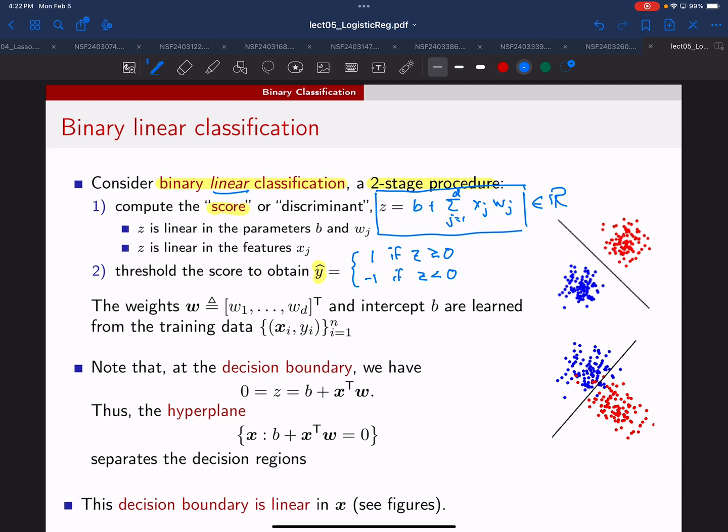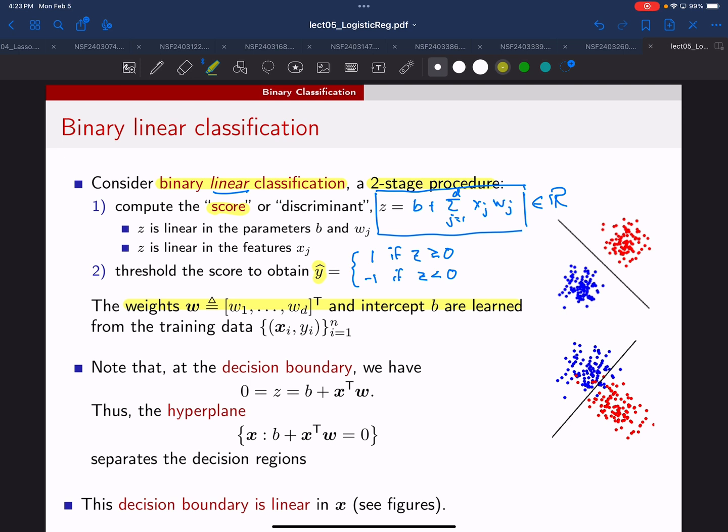It is linear in z. z is a linear function of the coefficients, b and w_j, but it's also a linear function of the features x, right? So it's linear in both. And there are different consequences to those two different linearities. In any case, our goal is going to be to learn the weights and intercept from the training data. And then once we have them, we can just apply this procedure to the test data to get our test label.